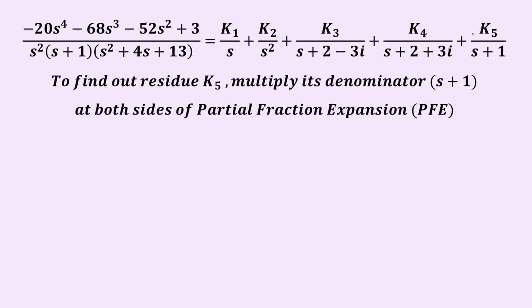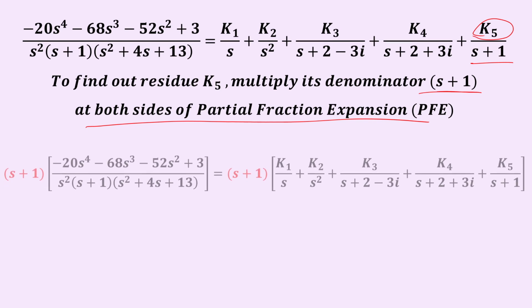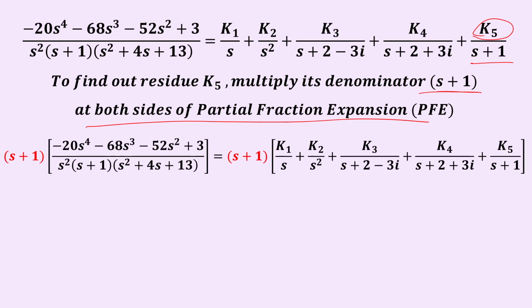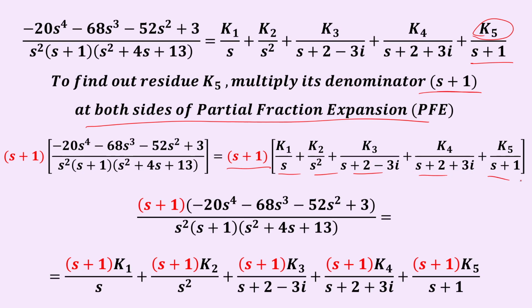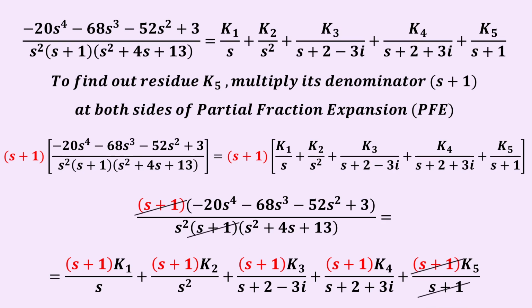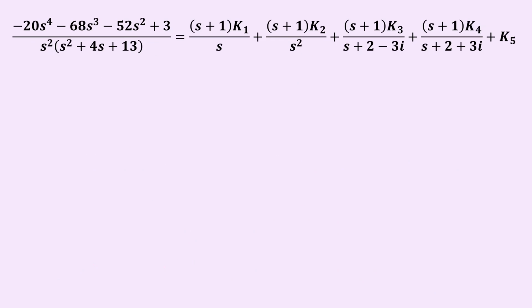To find the K5 residue, we will multiply its denominator polynomial s plus 1 on both sides of this partial fraction expansion like this. And this s plus 1 will be multiplied by each partial fraction here. In the next step, we will look for possible cancellations of these factors from numerator and denominator. Like here we can see that these cancellations can be done. After this cancellation, we will be left with this reduced equation.